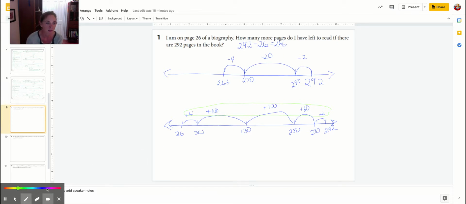So let's take a look at that. 100 plus 100 is 200, plus 60, plus the ones, 4 and 2, so plus 6. And 200 plus 60 plus 6 is 266. So we did it right? We got the same answer, 2 completely different ways. All right, let's move on to the next slide.